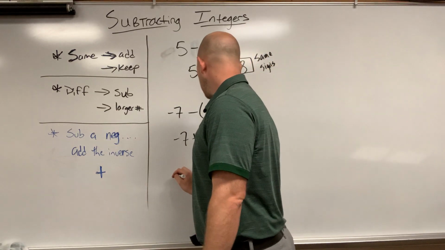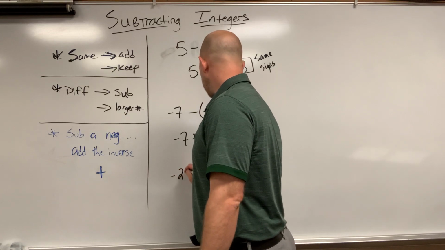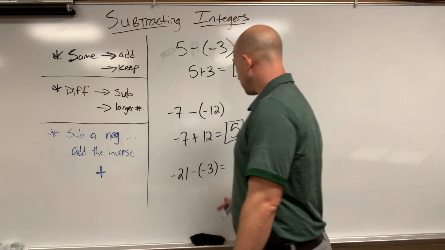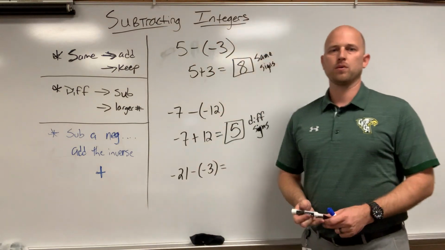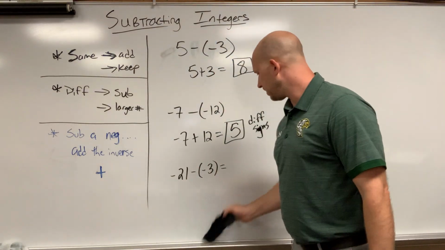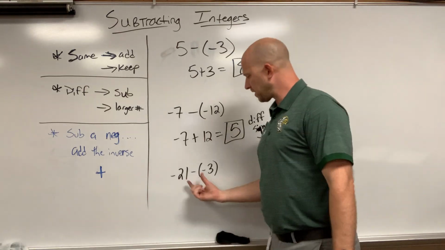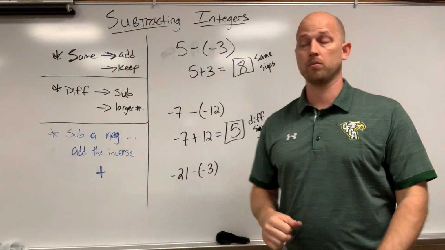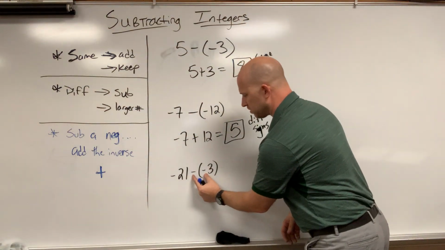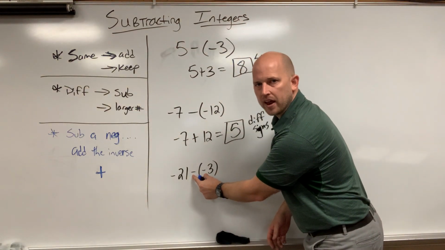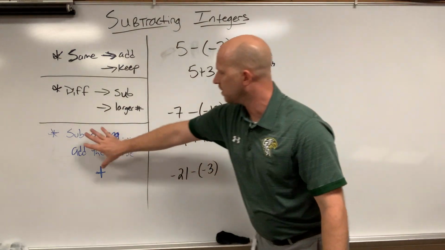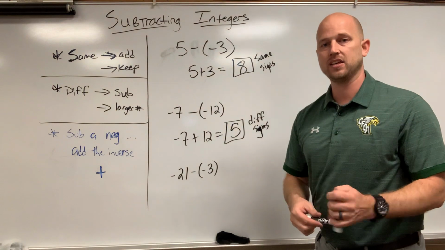Let's go -21 minus -3. Okay, same thing. We're going to look at this and determine, what are we doing? Are we adding, subtracting? Well, we're subtracting a negative. Again, that should set up some sort of alarm for you and tell you, well, that's not right. There's a rule for that. If it was adding a negative, that's okay, but this is subtracting a negative. When you're subtracting a negative, you add the inverse.